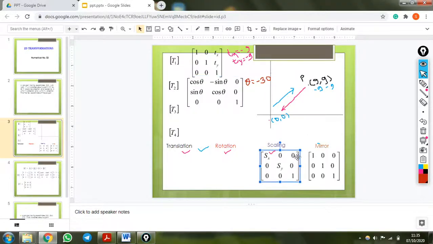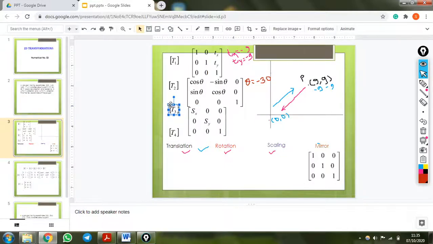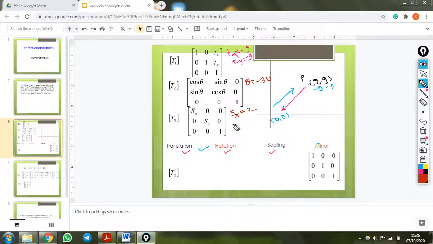Then we will do the scaling operation. So for that we'll use this matrix here. So the third matrix is a scaling matrix. I will write it here. Simply, the scaling factor is given directly, we can use that. The sx value for this is 2 and the sy value is equal to 4.